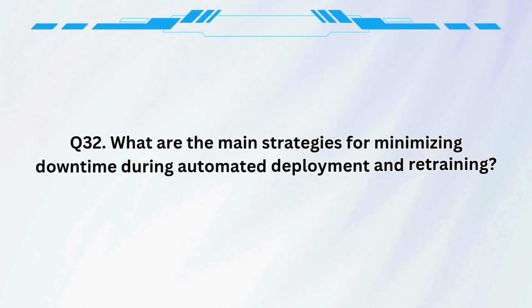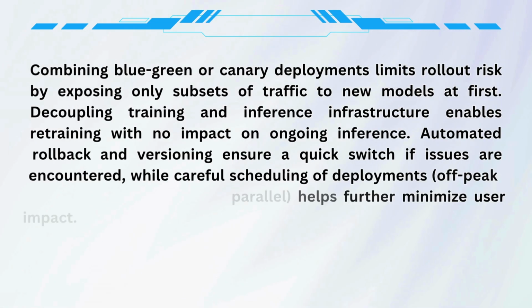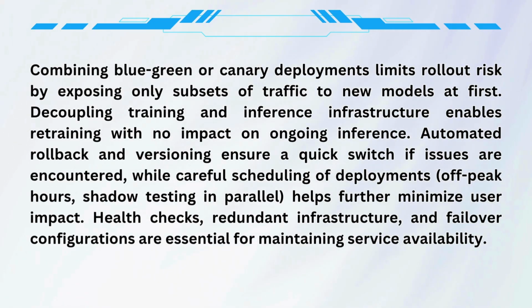What are the main strategies for minimizing downtime during automated deployment and retraining? Combining blue-green or canary deployments limits rollout risk by exposing only subsets of traffic to new models at first. Decoupling training and inference infrastructure enables retraining with no impact on ongoing inference. Automated rollback and versioning ensure a quick switch if issues are encountered, while careful scheduling of deployments off-peak hours, shadow testing in parallel, helps further minimize user impact. Health checks, redundant infrastructure, and failover configurations are essential for maintaining service availability.